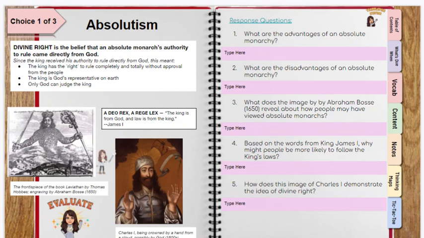God is choosing me to rule this way. I can choose the laws, and everything is a-okay with God. So, age of absolutism, absolute power, total control by our kings and queens at this time. And then we'll see challenges to these absolute rulers coming up soon.